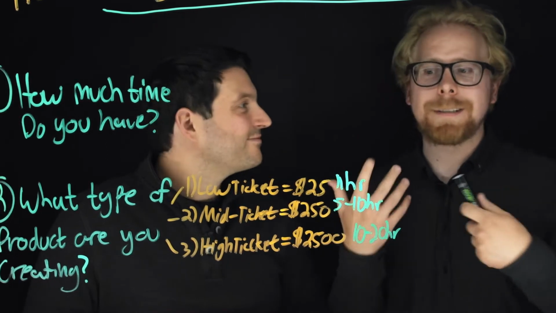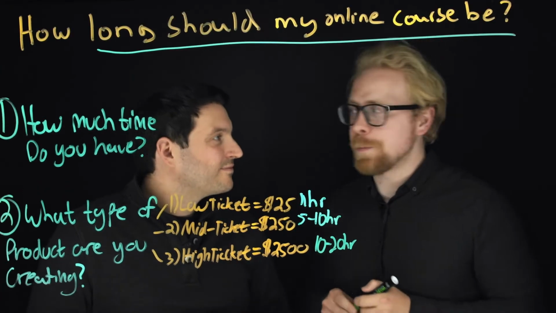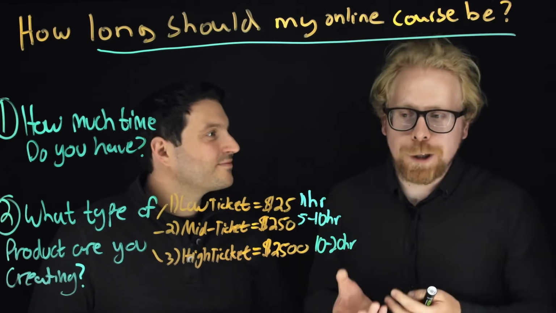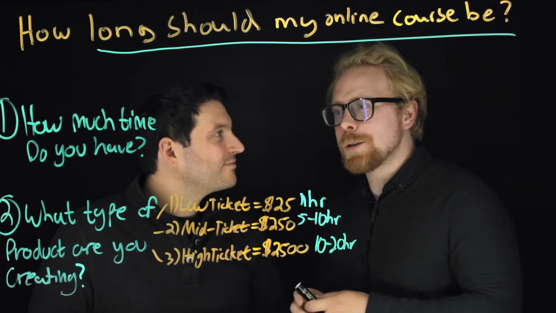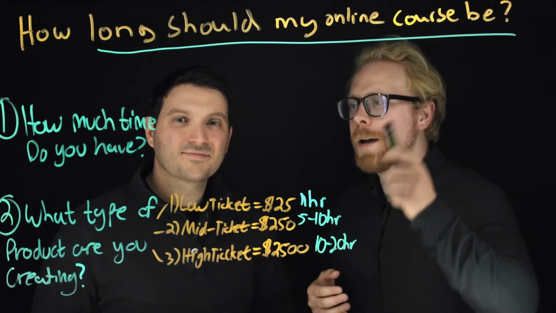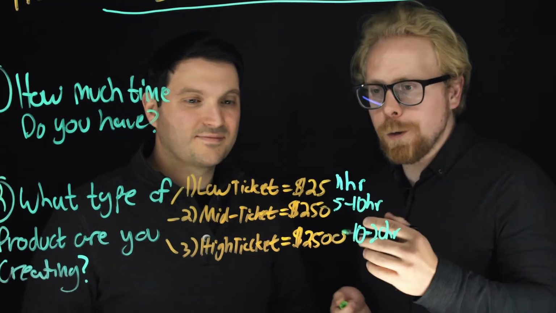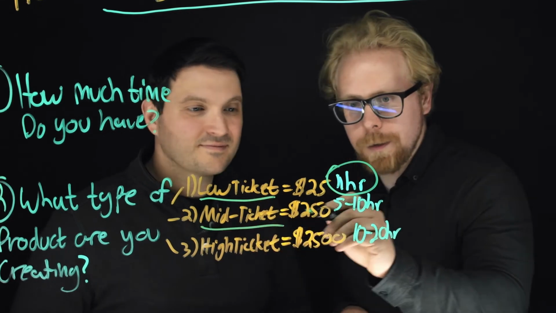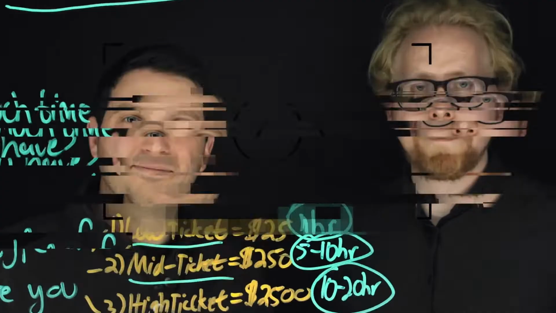If you're going to sell a course for $2,500, you're also probably going to have to layer in some other benefits, bonuses other than just the course. But the point is, how long your online course should be depends on how much you're going to sell it for, how big the topic is, or how much you expect your employees to engage in it, like how much time they have. So if you're looking to make something low ticket, you're looking at 1 hour. Mid ticket, 5 to 10. High ticket, 10 to 20 hours.